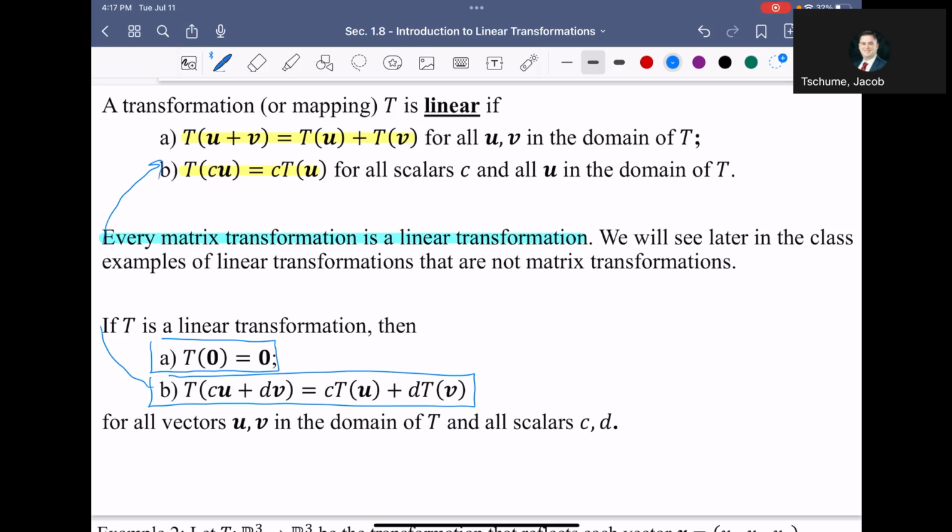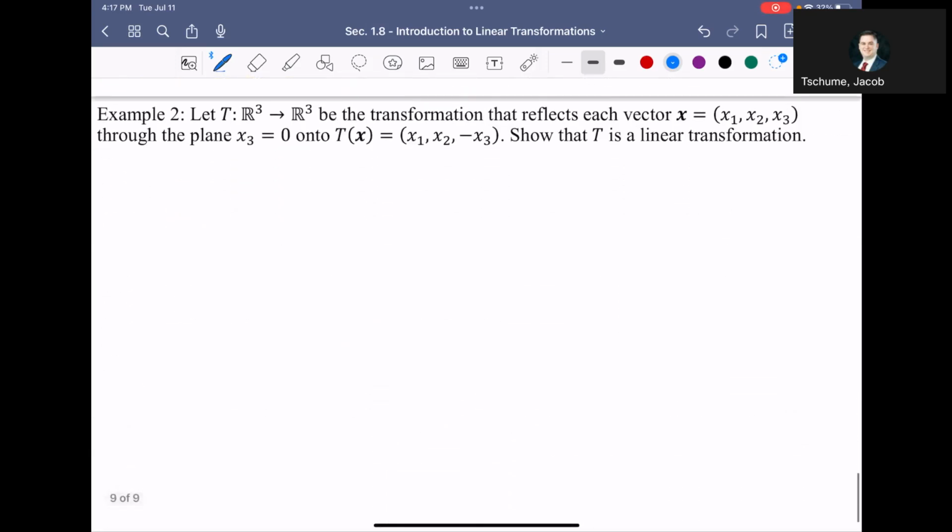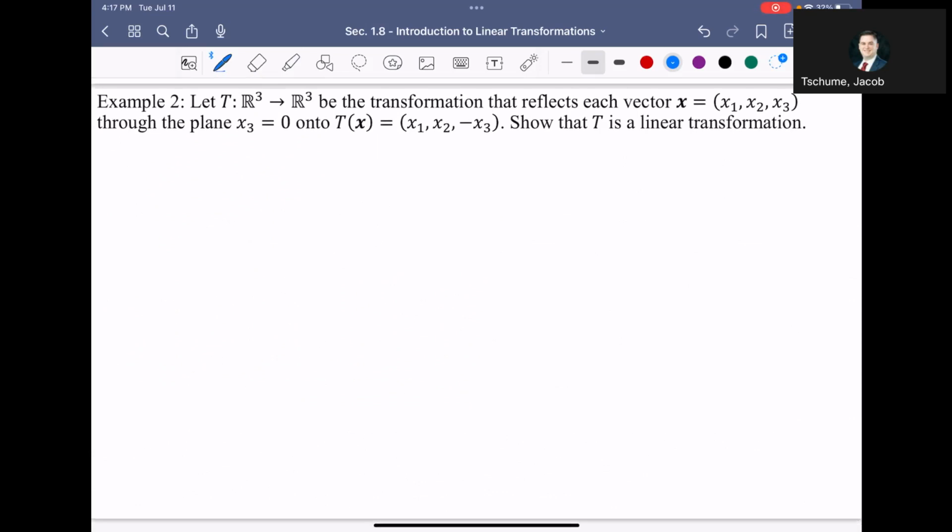So on the next slide, I'm going to make you show me that a certain transformation is linear. What I would probably recommend is to save yourself some work. Let's do these bottom two steps instead of trying to do the two that are up top separately. All right, so here's the one problem I want to do to kind of show you this idea, and then that will be the end of the introduction part.